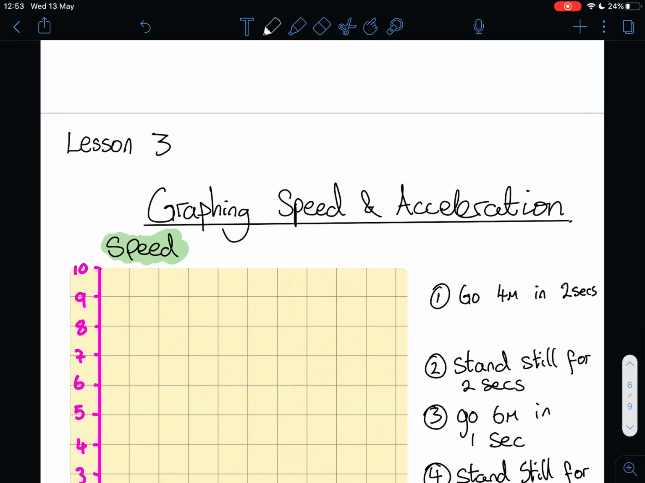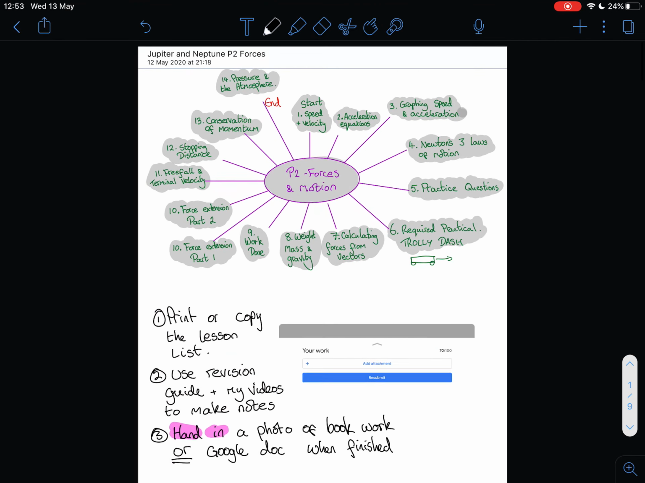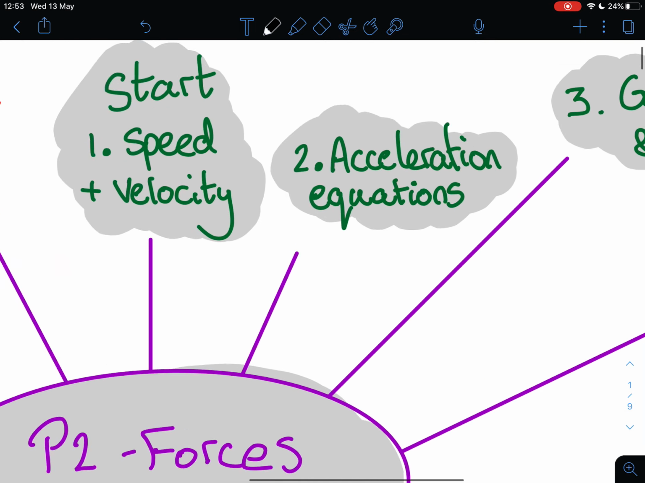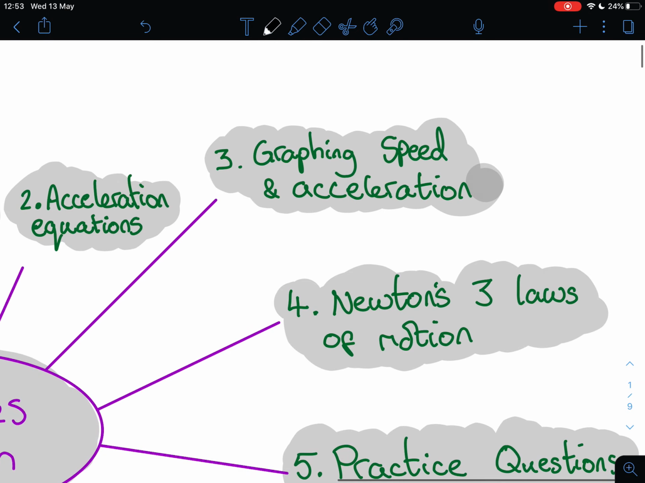And welcome to lesson 3. So far in this course we've covered speed and velocity. Speed is a scalar, velocity is a vector. We've looked at the two acceleration equations, v minus u over t, and the constant acceleration equation, v squared minus u squared equals 2as. Today we're going to do something a bit different.